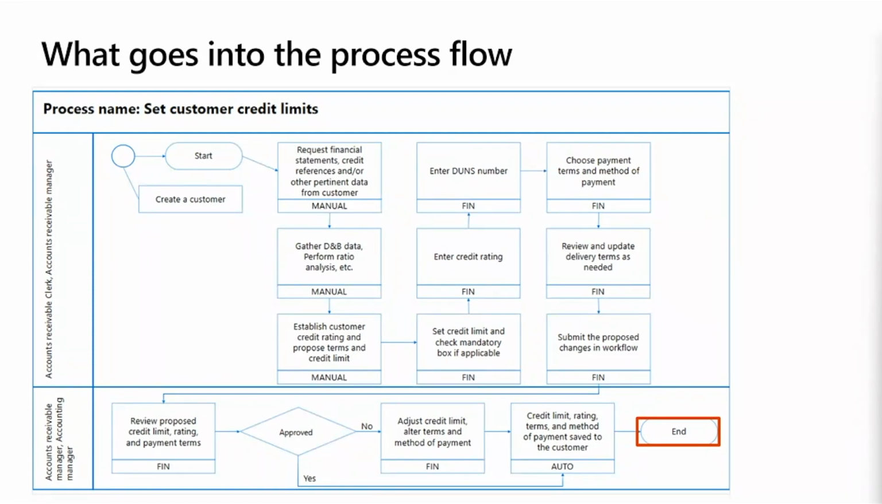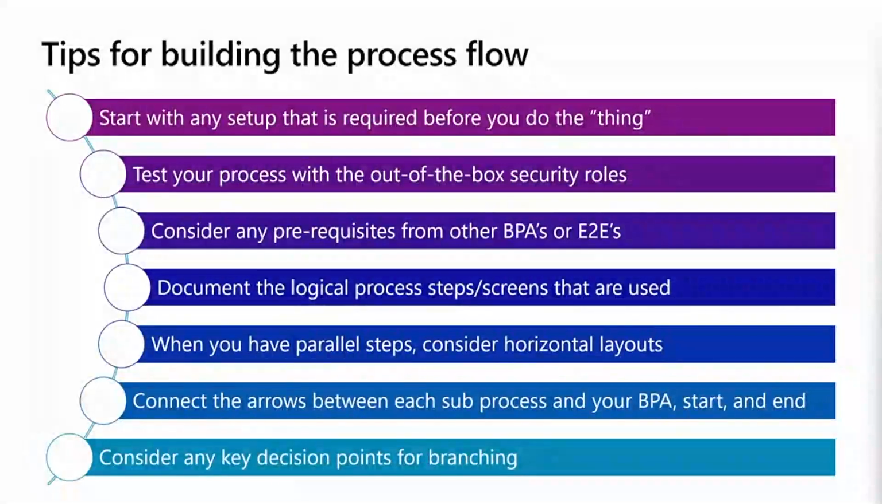But it's okay, there might be some decision boxes or things that happen in a process flow that can make the process end prematurely. So it is okay to have multiple arrows that point into the end box, if appropriate. This particular example does not have that. So we've pulled together a couple of tips to help guide you in building your process flows.